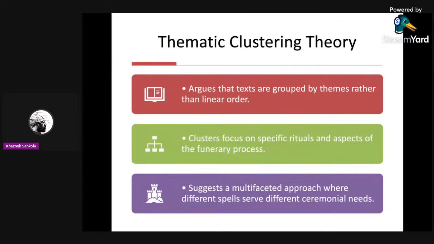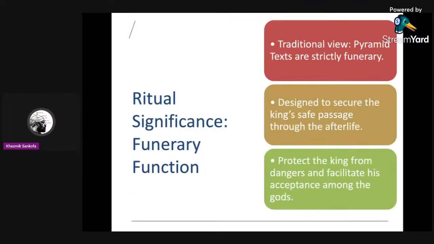This is the one that I'm going to argue for later on and show you, that the texts go, like I said earlier, from protection, purification, identification, resurrection, and rebirth, right? And that's essentially what the cluster theory is. It's not a cluster F, it's just a cluster theory.